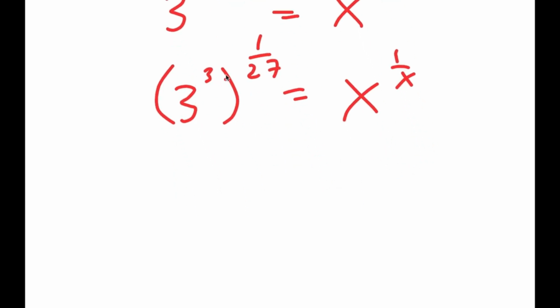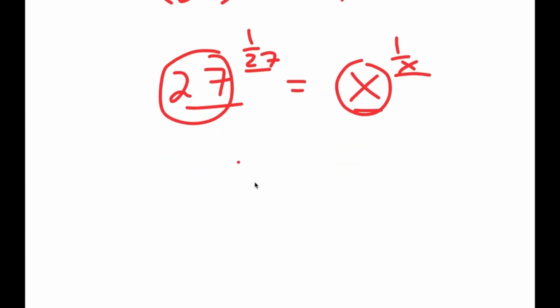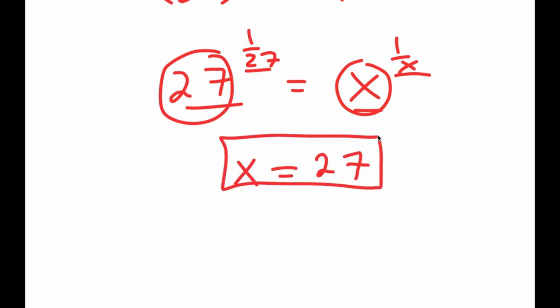Now 3 to the power of 3 is 27, so I get 27 to the power of 1 over 27 is equal to x to the power of 1 over x. And notice how these two have the same forms, meaning x is 27. So this is my solution to this equation.